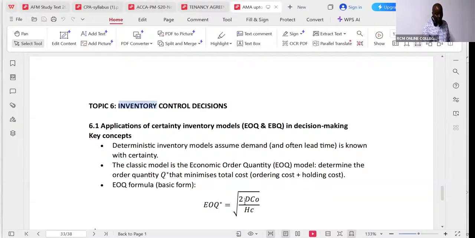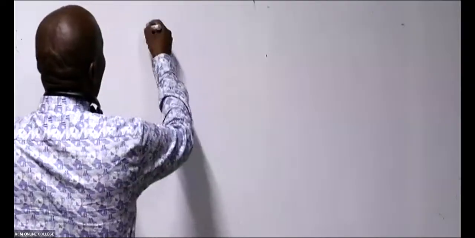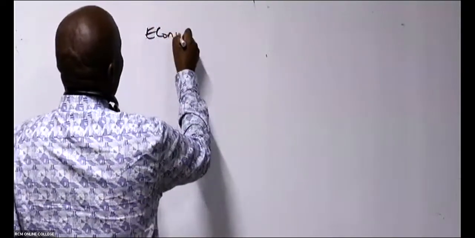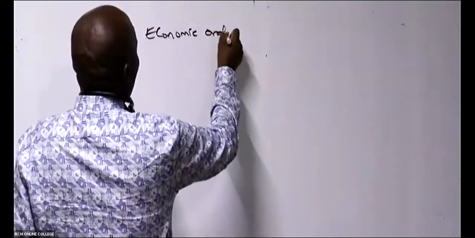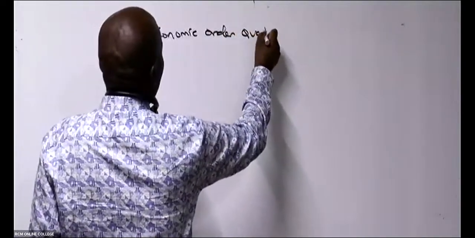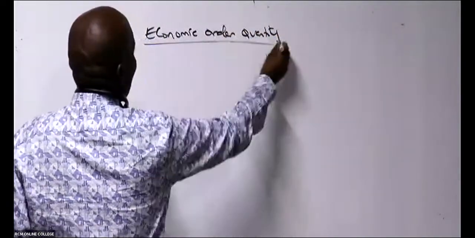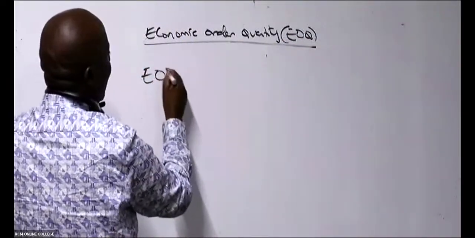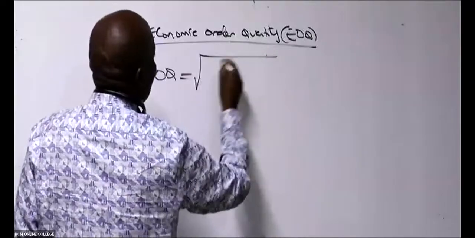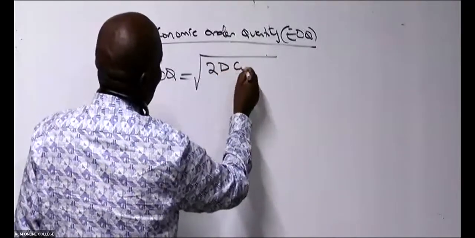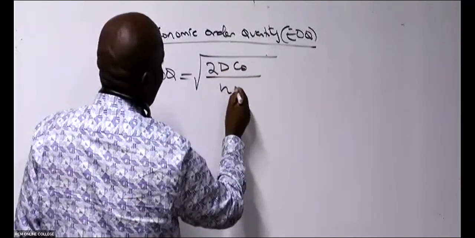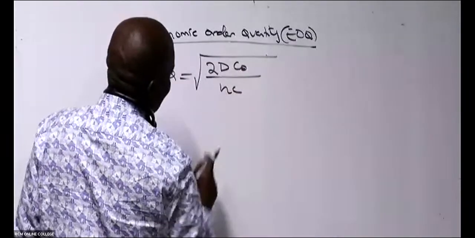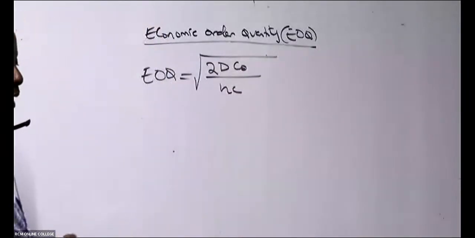Under EOQ, ladies and gentlemen, we have a formula. EOQ formula, we know that our economic order quantity, EOQ. How do we get our EOQ? To get EOQ, we shall be taking 2 times the annual demand, all over times CO, all over HC. So please write like that first.